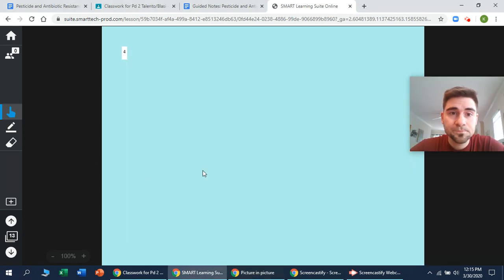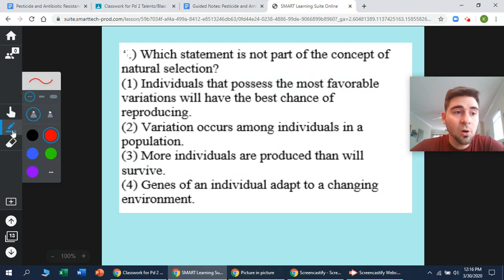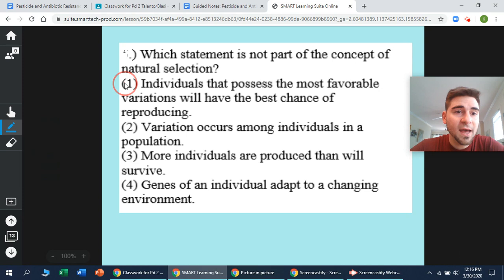Okay? All right, this question here. Which statement is not part of natural selection? So let's see. Individuals that possess the most favorable variations will have the best chance of reproducing. Absolutely, that is part of natural selection. So that is not the choice, right? That's not the one we're going to pick because we're looking for not part of natural selection.